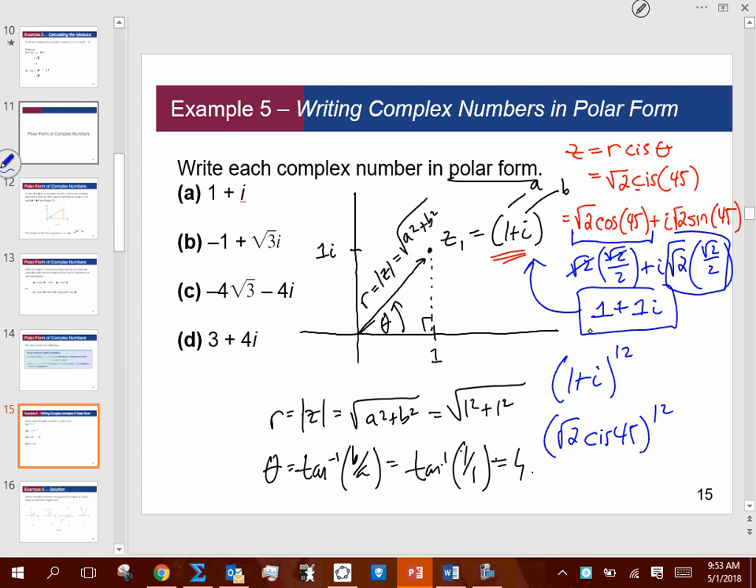So the benefit of being able to go from rectangular to polar is when I want to take something and raise it to a very high power. Or even square or cube it, I guess. It doesn't really matter how high that power is. It's a much more efficient process.